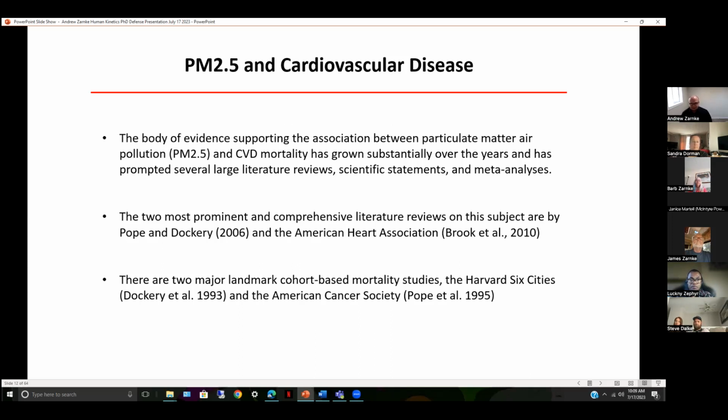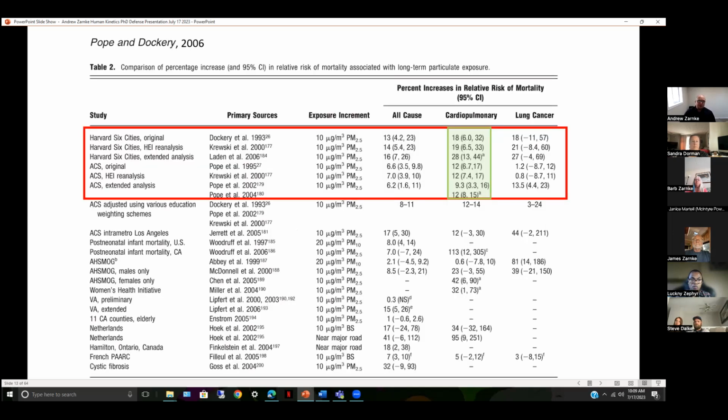The two most prominent and comprehensive reviews on this subject are Pope and Dockery in 2006 and the American Heart Association by Brook and colleagues in 2010. There are two major landmark cohort-based mortality studies, the Harvard Six Cities by Dockery and colleagues in 1993, with subsequent reanalysis in 2000 and 2006, and the American Cancer Society, initially published by Pope and colleagues in 1995. I'm not going to go through each one of these, but this is a summary of the studies that have been done, primarily the Harvard Six Cities and the American Cancer Society study.